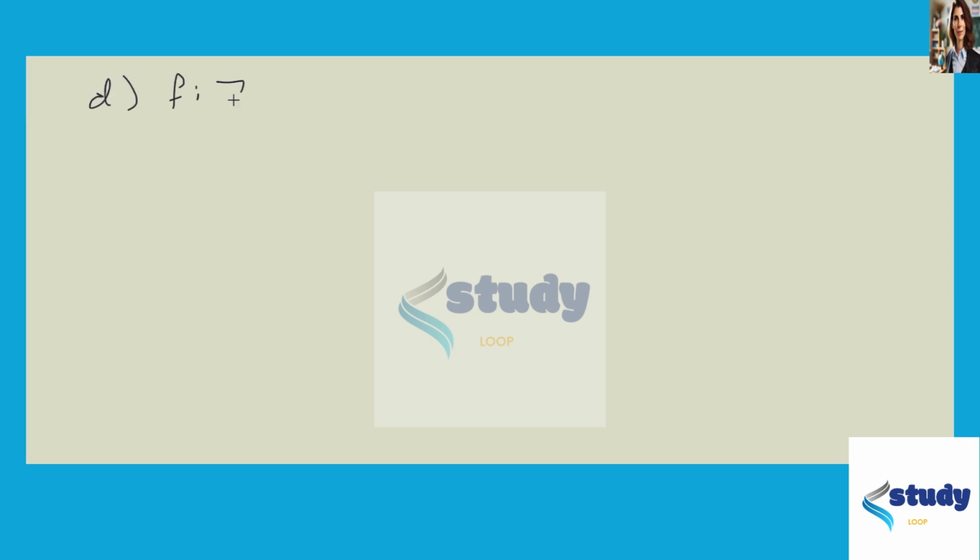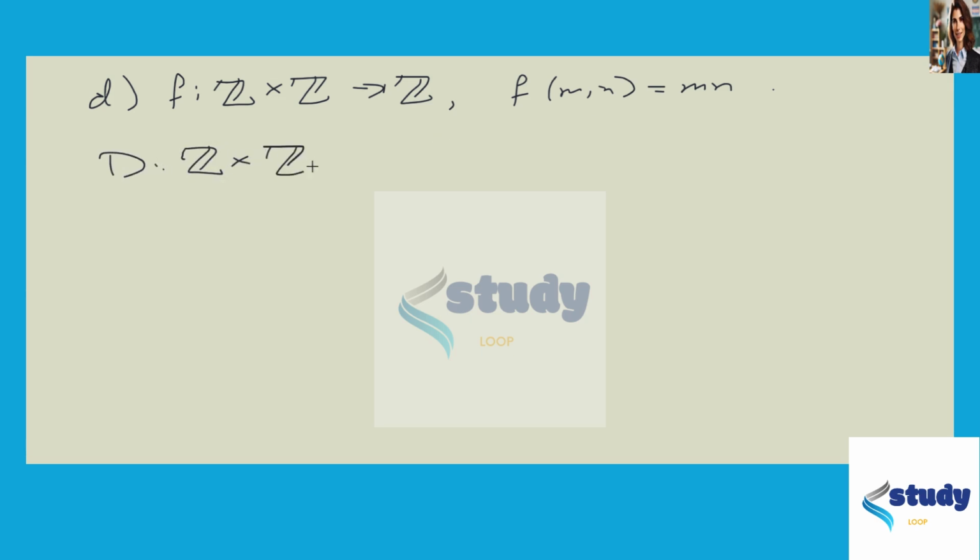D, f maps integers times integers to integers such that f(m, n) = mn. Our domain is simply integers multiplied by integers. The codomain is just your integers because we're mapping into it. For our domain of definition, there is no restriction, so we can multiply anything together. So this is just your domain. And your undefined set, because we're not subtracting anything away from our domain, is just the empty set.